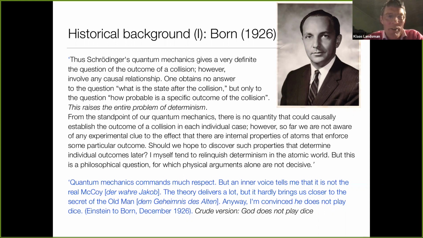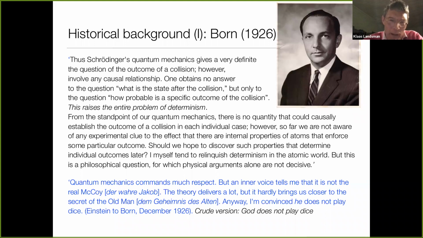And then he adds, this raises the entire problem of determinism. From the standpoint of our quantum mechanics, there's no quantity that could causally establish the outcome of a collision in each individual case. However, so far we're not aware of any experimental clue to the effect that there are internal properties of atoms, the later hidden variables, that enforce some particular outcome. Should we hope to discover such properties that determine individual outcomes later, I myself tend to relinquish determinism in the atomic world. But this is a philosophical question for which physical arguments alone are not decisive.